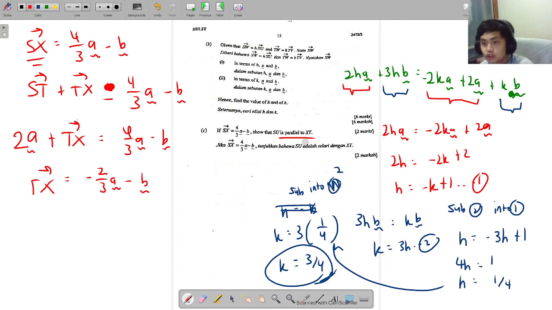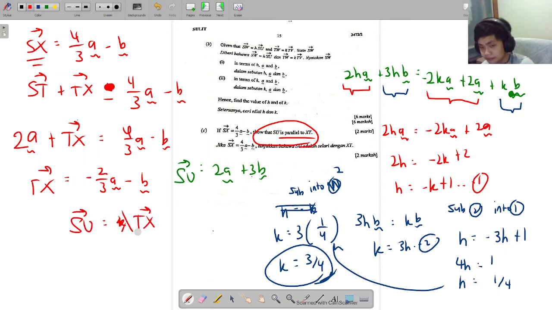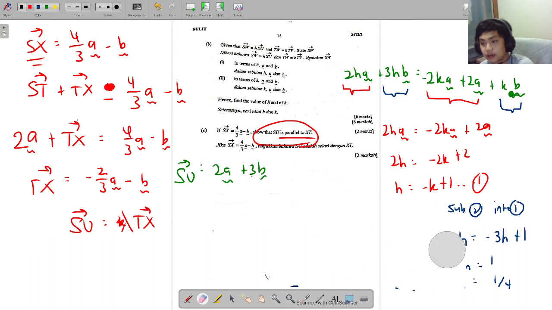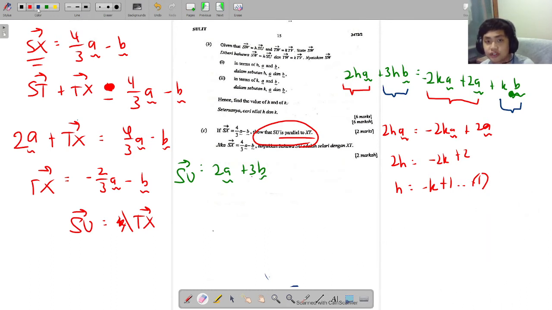Now from here, they want us to show SU is parallel to XT. So SU earlier on was 2A plus 3B. So I'm just going to put it here. So in order to show a vector is parallel to one another, I need to make an equation where I say SU equals K Tx. Or sometimes they use lambda, right? The symbol lambda for wavelength. So from here, just going to erase this. I'm going to use lambda because they had K earlier, so it's just to avoid confusion. So SU equals 2A plus 3B equals lambda negative 2 over 3A minus B.